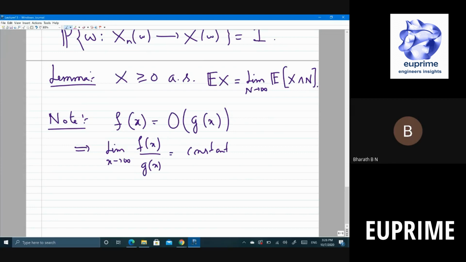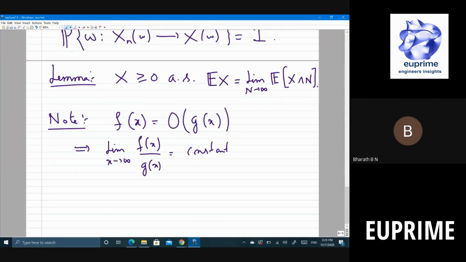For example, log x over x is order of 1 by x. Is that correct? It's not correct, right? I mean capital O, that's what I'm talking about. It essentially says the rate of growth. If you look at the ratio as x goes to infinity, it's a constant. So it's the rate of growth that I'm talking about.